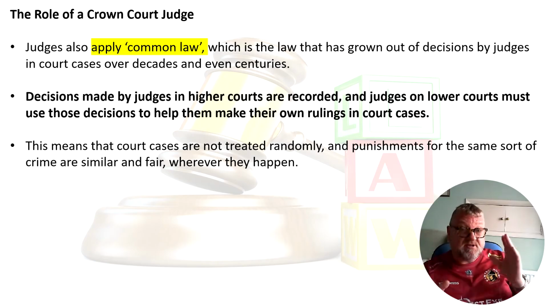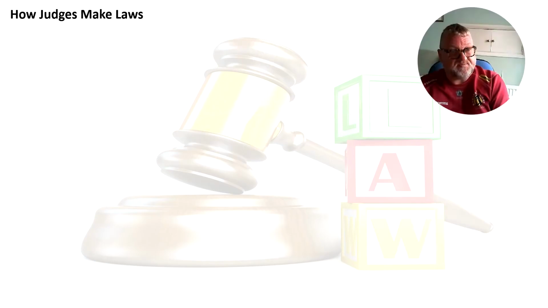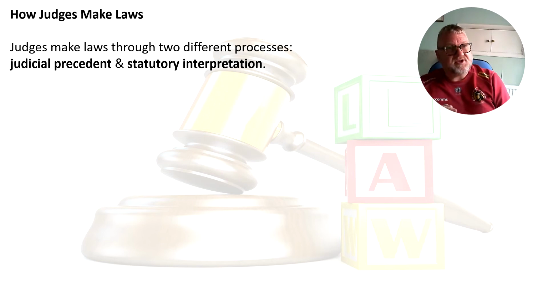If they didn't, then justice is not fair. So it's about judges making sure that they're abiding by previous cases. So this is how judges make laws. There are two ways they can do it, and there are two long phrases you just have to remember: judicial precedent, which I'm going to deal with first of all, and then statutory interpretation.